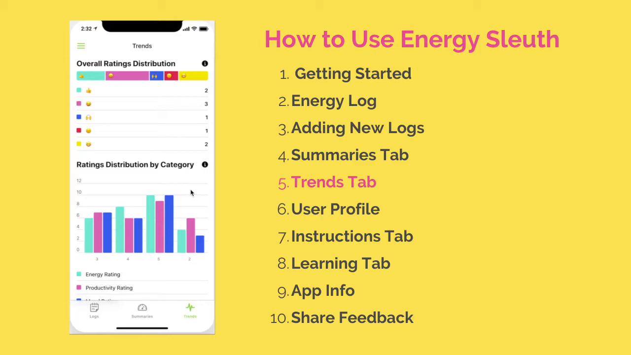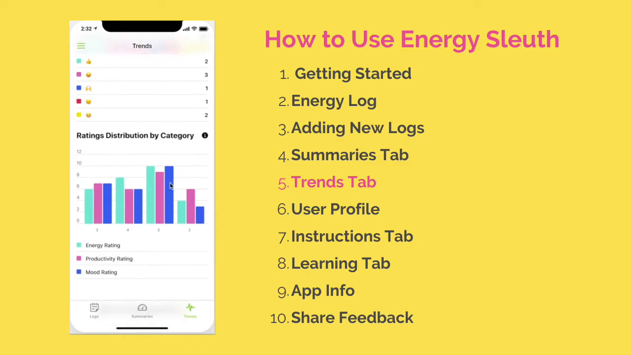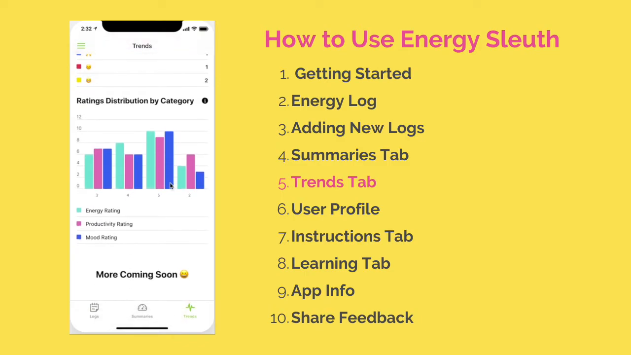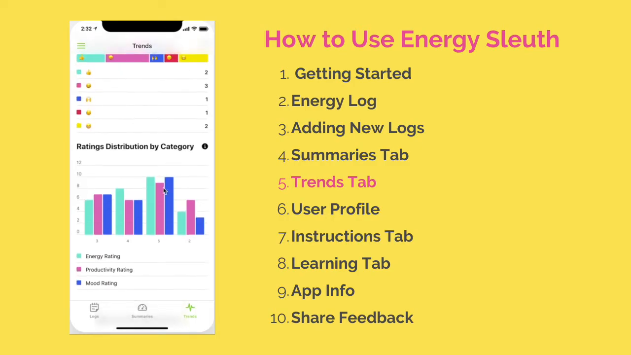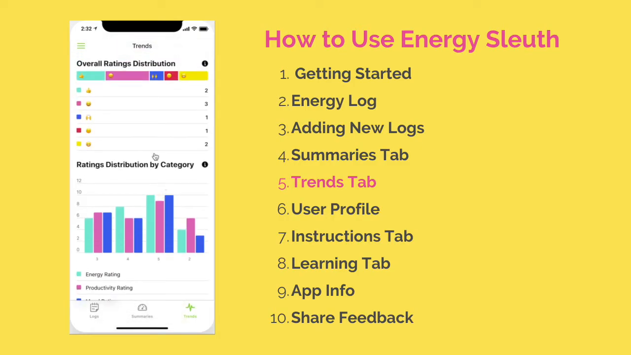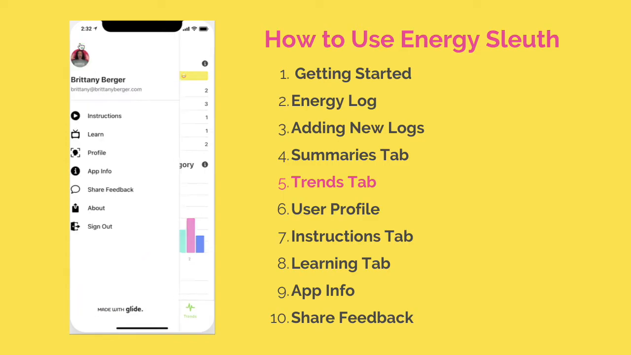And then the final main area of the app is trends. This just shows you a sort of ratings distribution, first by that overall rating. You can see I have a lot of kind of okay ratings and a lot of good ratings. Not that many bad ones. So I'm kind of in a good situation there. And then this just breaks that down further by energy, productivity, and mood. And more is going to be coming to this soon. So those are the main 3 areas of the app.